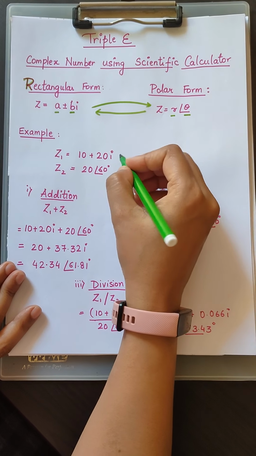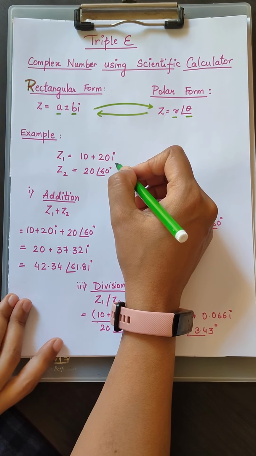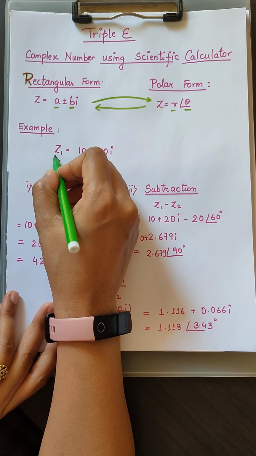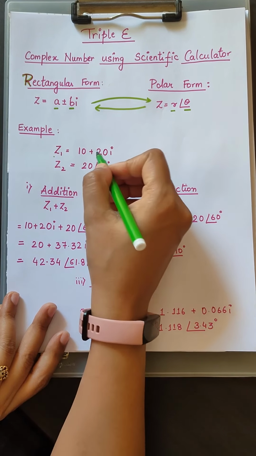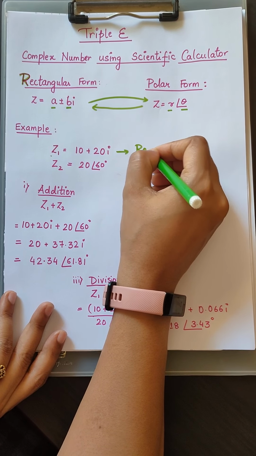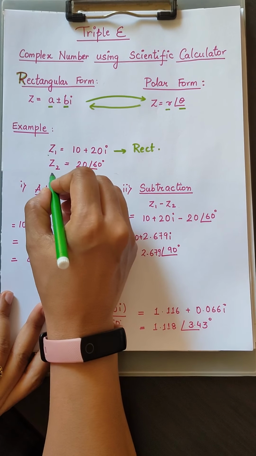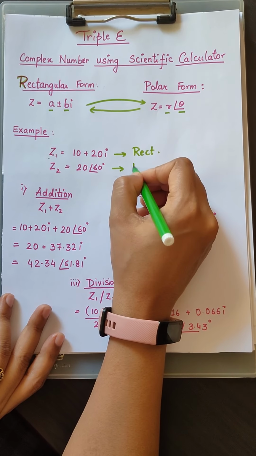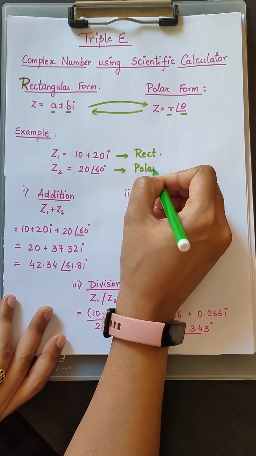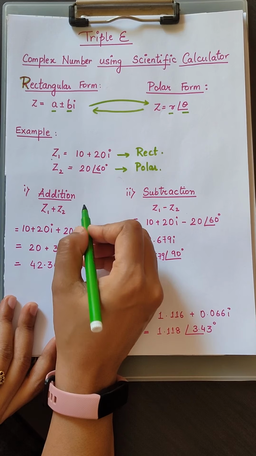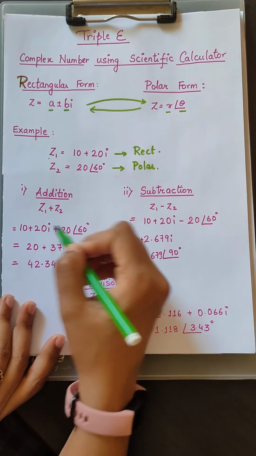Okay, so let us try to understand this with the help of an example. So here two complex numbers are considered. Z1 is equal to 10 plus 20i. This is of rectangular form. And the other one is Z2, which is 20 at an angle of 60 degrees. This is of polar form. So we are going to perform first addition followed by subtraction and division on these two numbers.